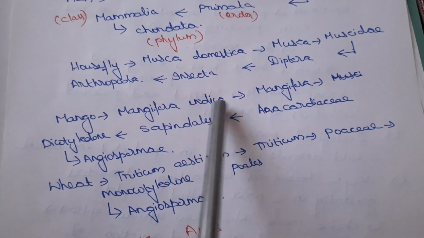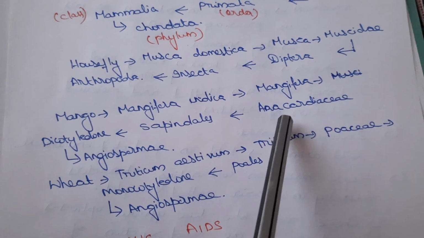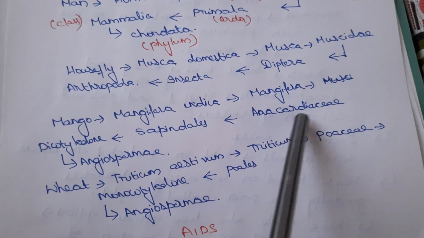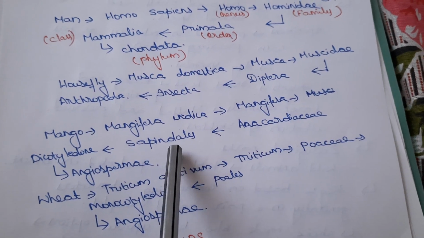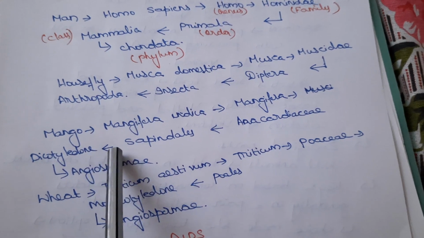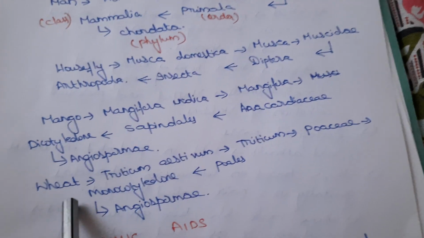Mango, which is Mangifera indica. Mangifera is a genus name. Then Anacardiaceae, that is the family. Then Sapindales, it's the order. Dicotyledon class. Angiospermia, it's a division.